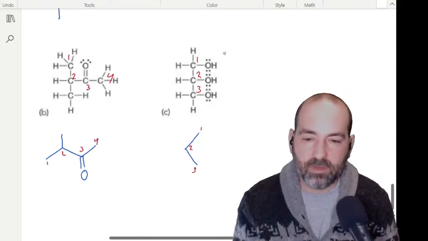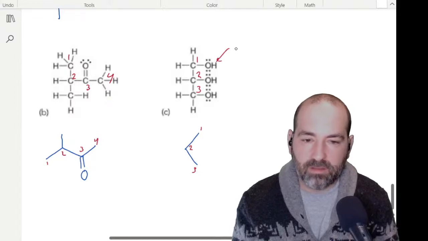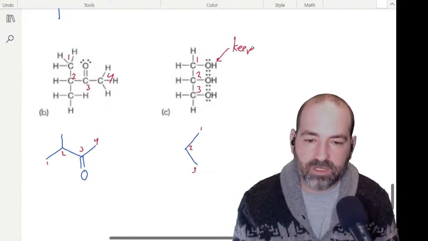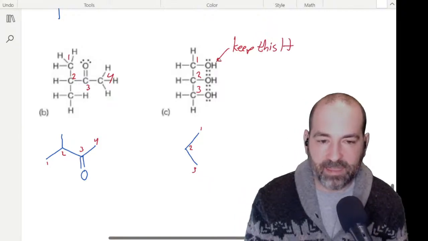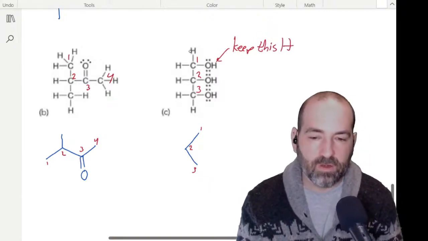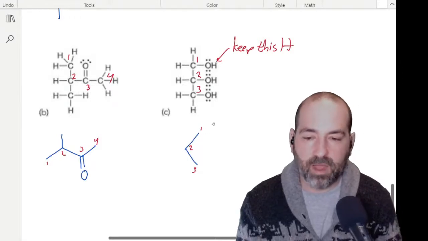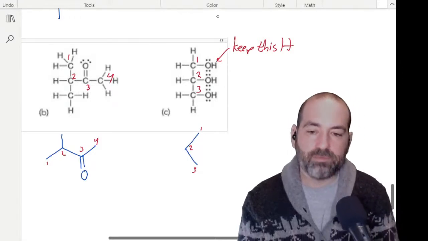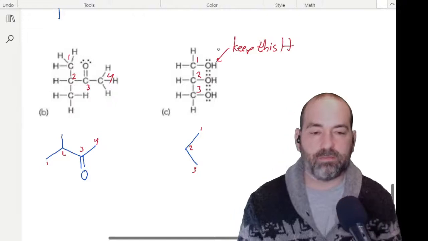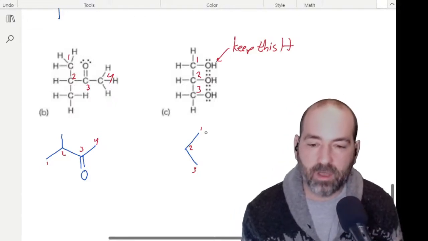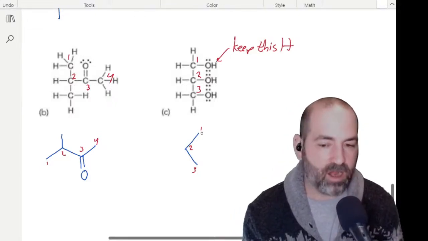Now, a key to remember is we have to, in our structures, keep the hydrogen that's on the oxygen. We can only ignore the ones on the carbons because we know how many are supposed to be there. We have to keep the ones on the oxygen. And then another thing to keep in mind here is we're not going to put the OH right here because that's a carbon atom.